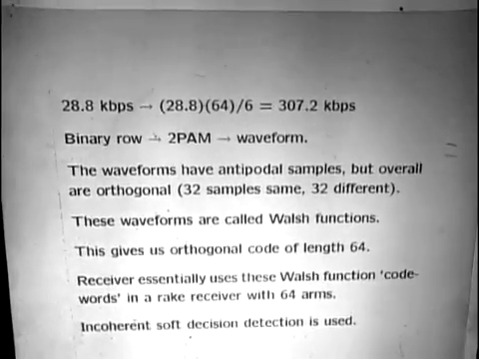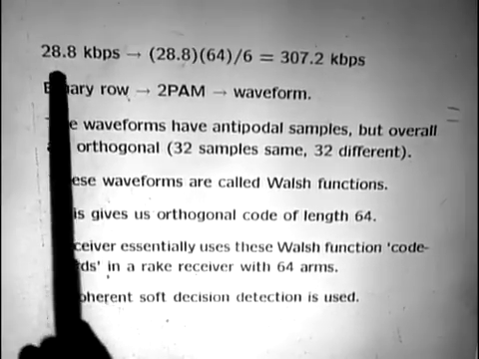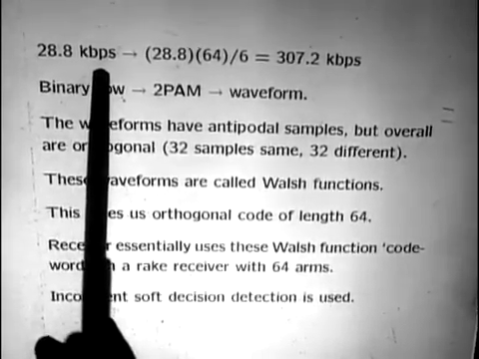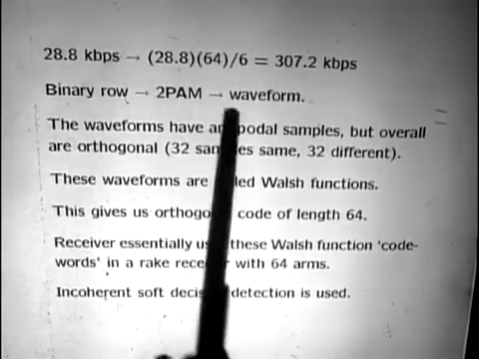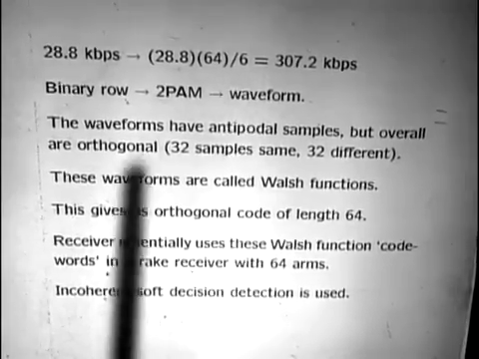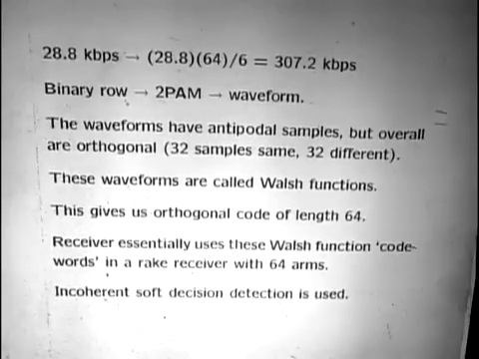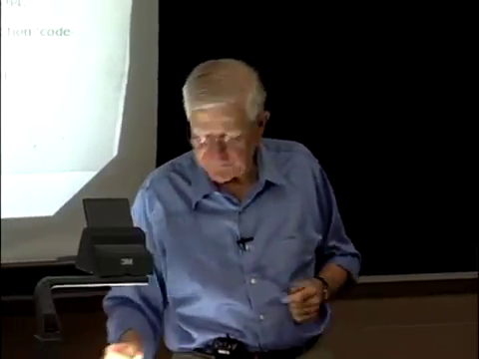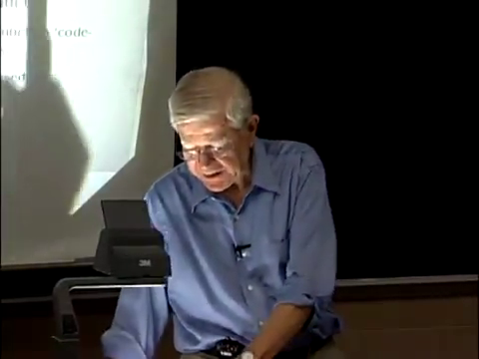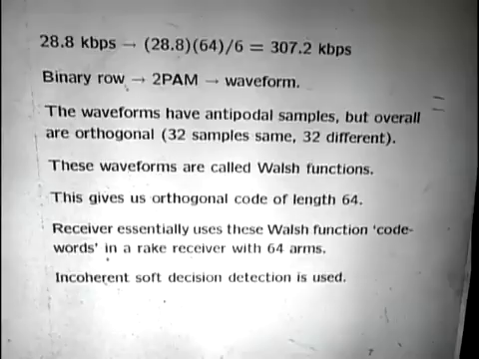Okay, so at this point, we have gone into this orthogonal code generator with 28.8 kilobits per second. We have come out of it with 28.8 kilobits per second times 64 over 6. Namely, for each 6-bit segment in, we've gotten 64 bits out. So the total number of bits that we have has gone up by a factor of 64 divided by 6. So we're suddenly up to 307.2 kilobits per second.